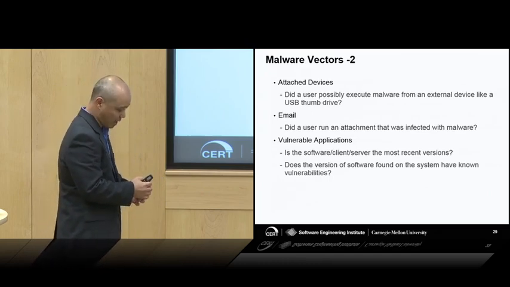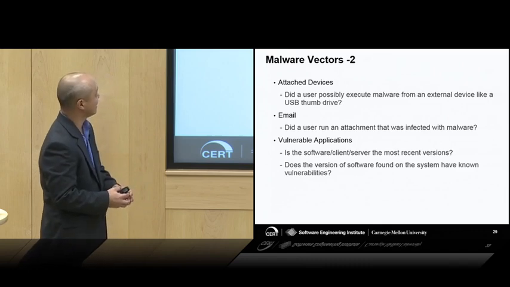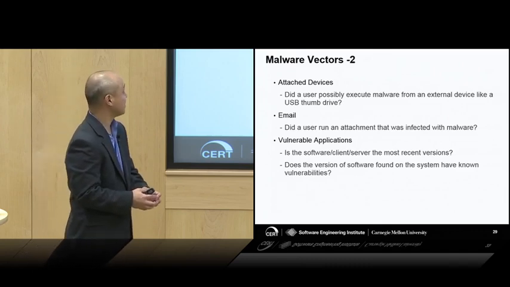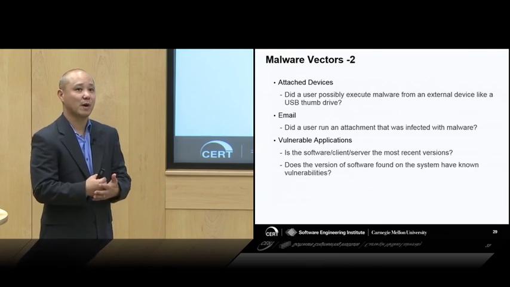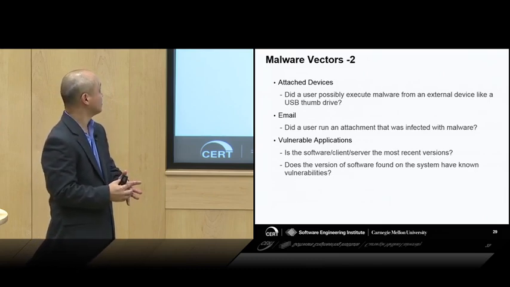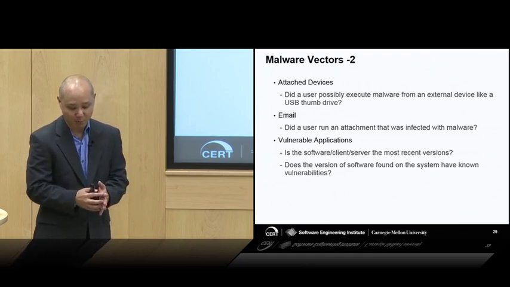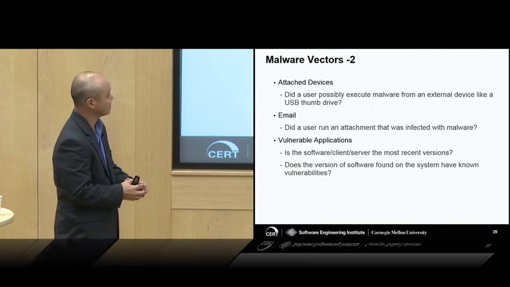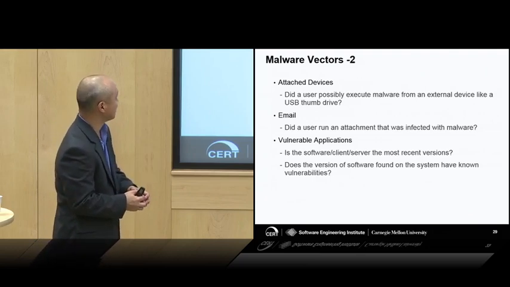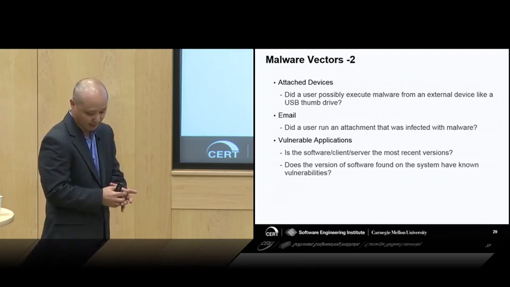So other malware vectors, attached devices. We talked about USB keys. You can ask the question, did the user possibly execute malware from an external device? And when you say external device, it could also be perhaps a CD-ROM if USB keys are not authorized. Email was an attachment that was infected.